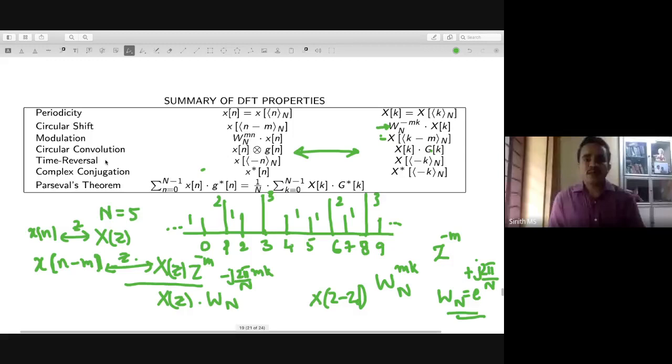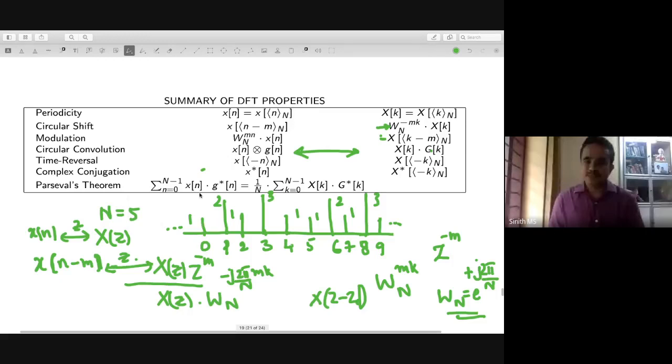Now, time reversal. We know that time reversal in a frame of capital N is going to be time reversal of the DFT also in the DFT domain. And conjugate symmetry. This is one property we have not seen till now. So we shall see what this is. And Parseval's theorem is basically, if x[n] and g[n] were the same, this is going to be the energy of the signal x[n]. So the energy of the signal in time domain can be found as sigma of x[n] squared, which is the same as sigma of X[k] squared, the sum of the squares in the frequency domain. So you can find energy from either time domain or frequency domain, both will be the same. That's what Parseval's theorem tells.